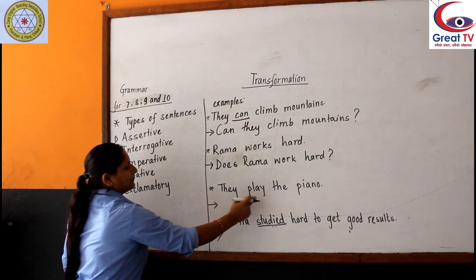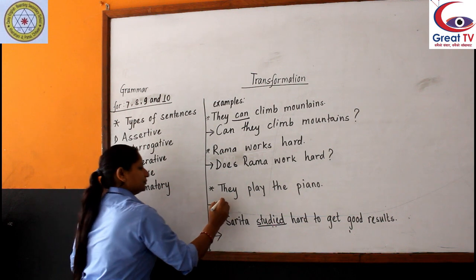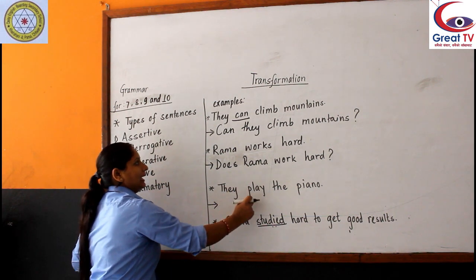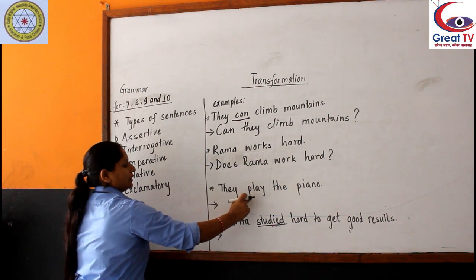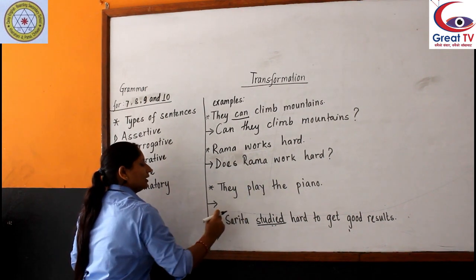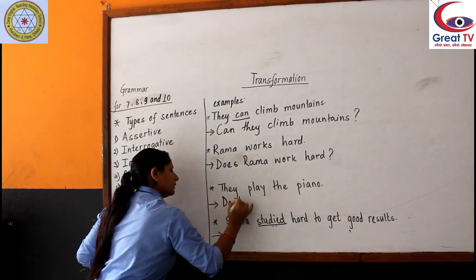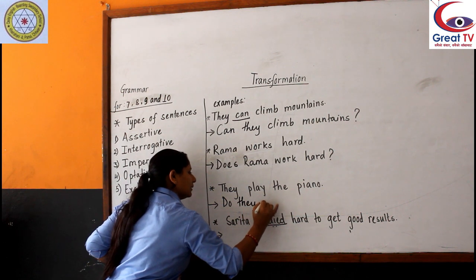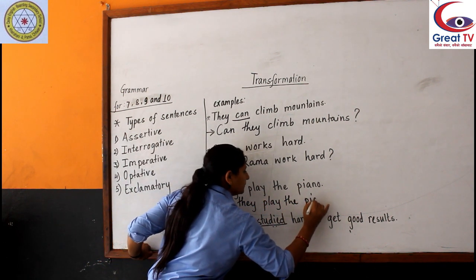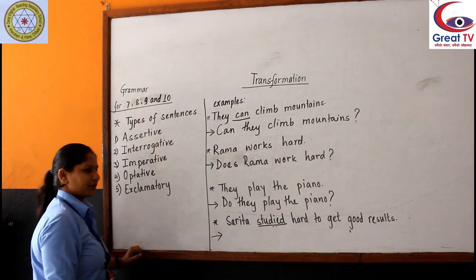Next, they play the piano. Again, we need an auxiliary verb and we need to see the main verb. Play. Since play is V1, we write do. Do they play the piano?